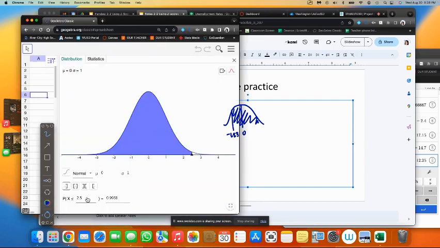So first of all, I'm going to switch to greater than. So we're looking for the area to the right. And then I'm going to type in negative 1.23. That matches our picture. That proportion, that probability is 0.8907.